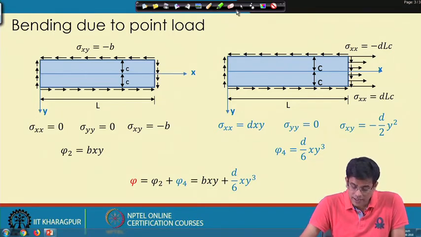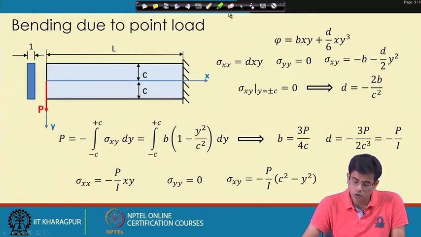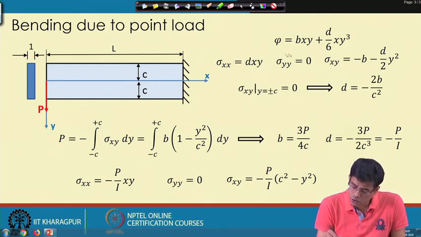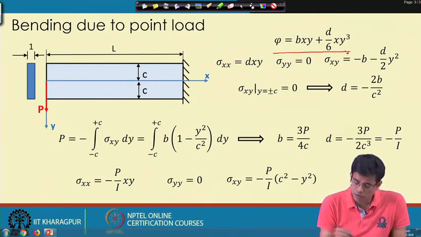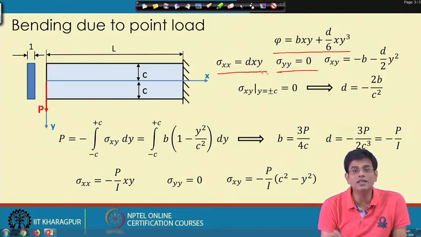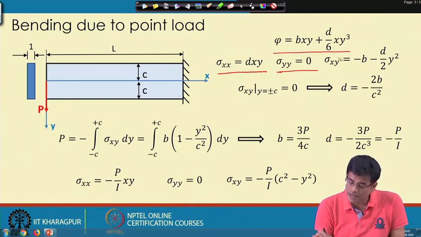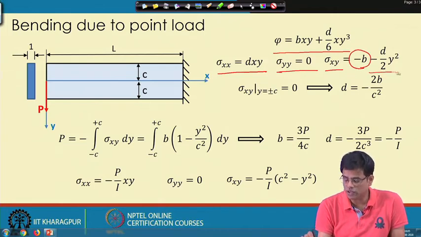Now, let us see how it will look if we use this. This is my phi, and so my stresses will be: sigma xx will be dxy, sigma yy will be 0. These are very similar to the previous way of solving this, and the only difference lies in sigma xy, where the minus b term is added with this term.